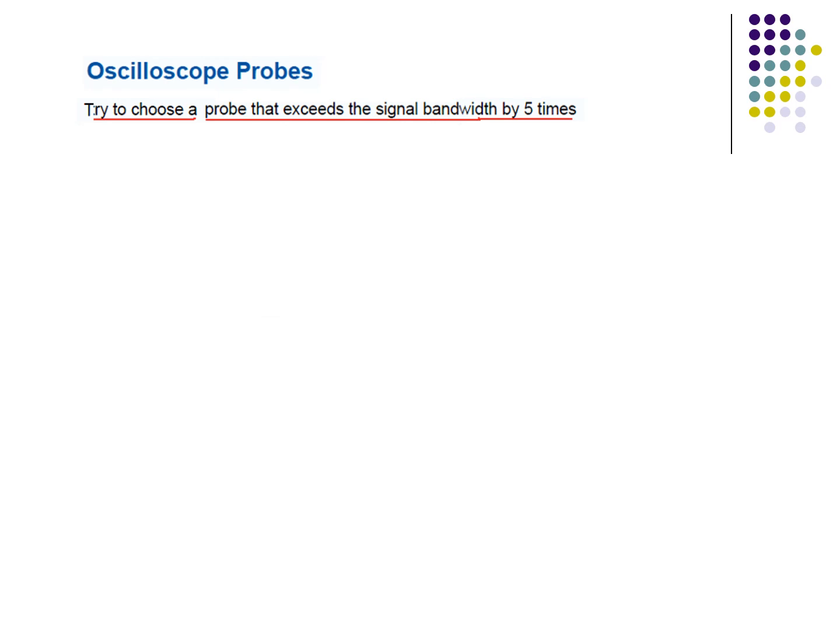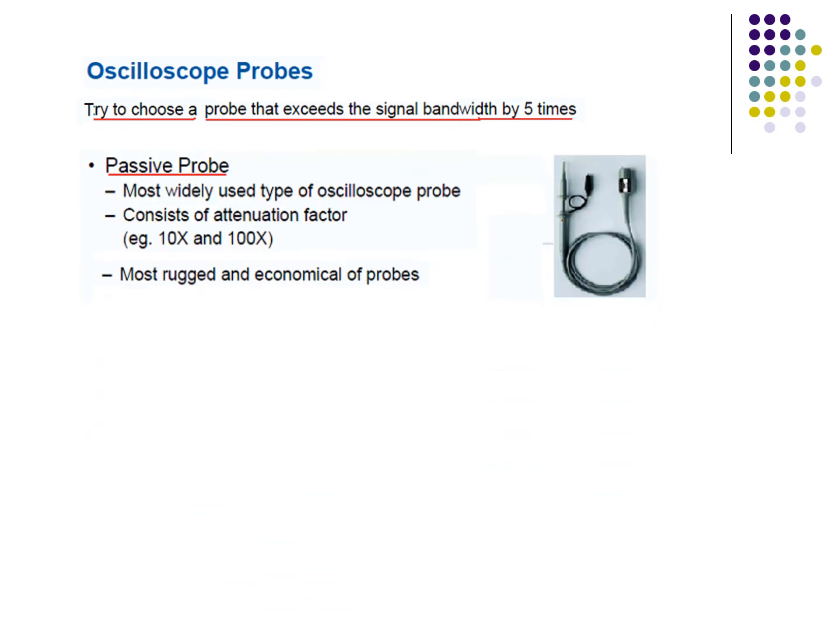And finally, a little bit about the probes. The probe bandwidth should be 5 times the signal bandwidth. So this is an analog probe, and this is also called a passive probe. That means it does not have the capability of amplifying, rather it has the capability of reducing, so we can attenuate by 10 or by 100. This is the most rugged and most economical probe.